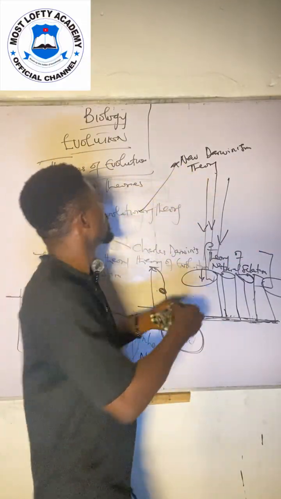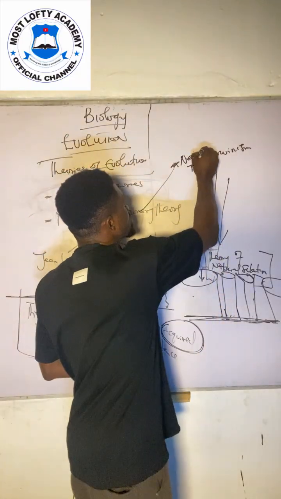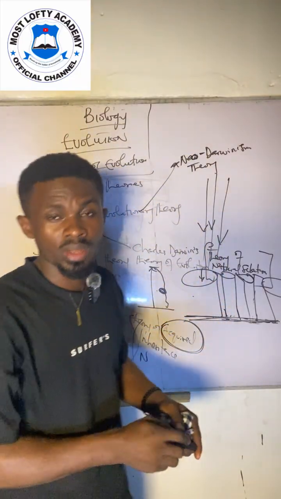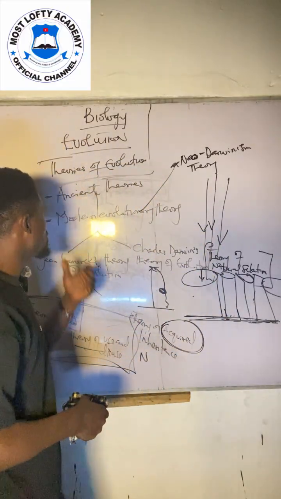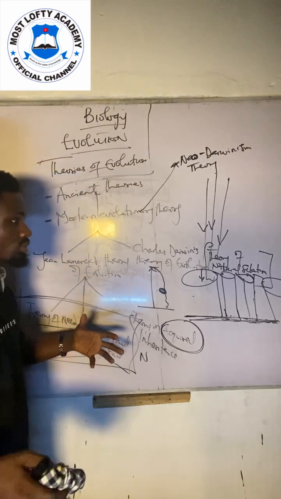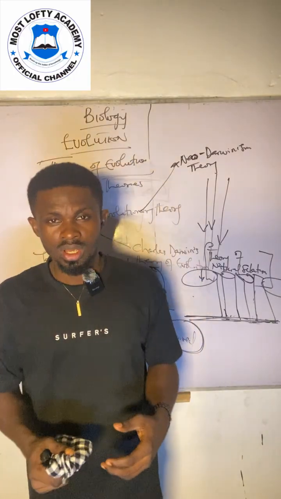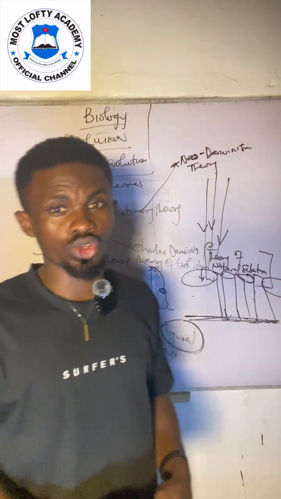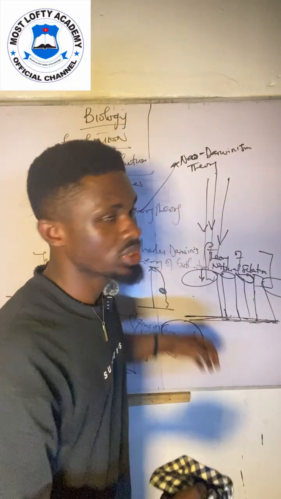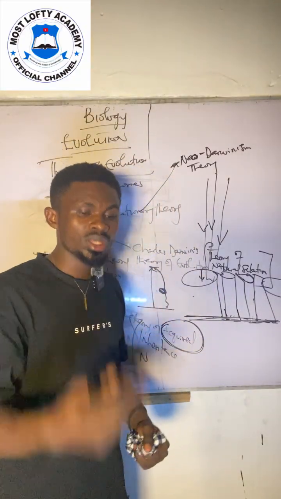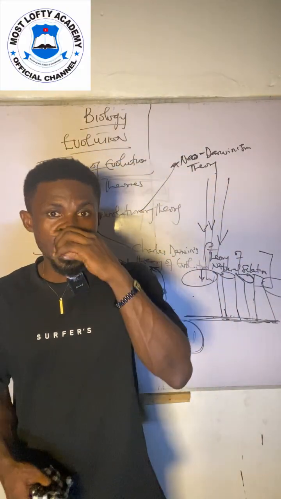So when you say neo, N-E-O, neo means new. So new Darwin's theory, okay? That is what we call new Darwinism, which is a modern evolutionary theory. Some modern scientists came together and started studying evolution and the theory of natural selection, which was supported by many other scientists. Now, they came up with a theory known as neo-Darwinism.